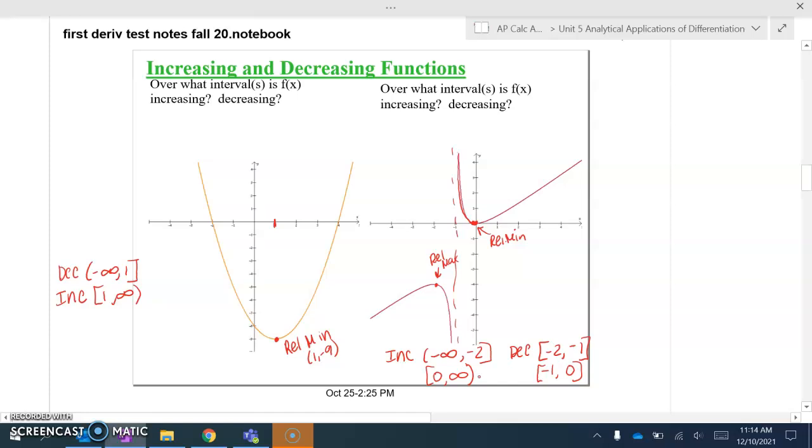And we'll talk about the whole open close bracket idea with these. Clearly infinity and negative infinity always get the open bracket or the parentheses, but we'll talk about that more on Monday.